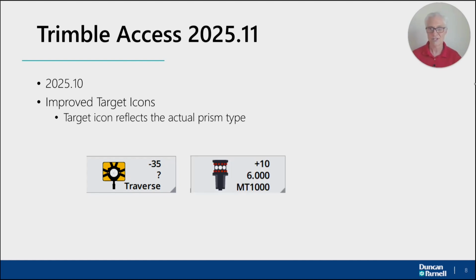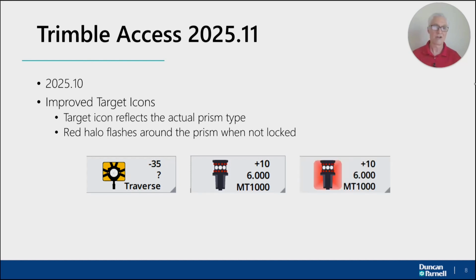So there's a Traverse kit, there's a Trimble MultiTrack or an MT1000, and then also there's a red halo that flashes around the prism if auto lock's not locked. In the past, we put a padlock on the prism when auto lock was locked, but that padlock was kind of small, sometimes hard to see. Now you've got a red light that flashes around the prism, so it's really easy to tell when auto lock is not on the prism there.